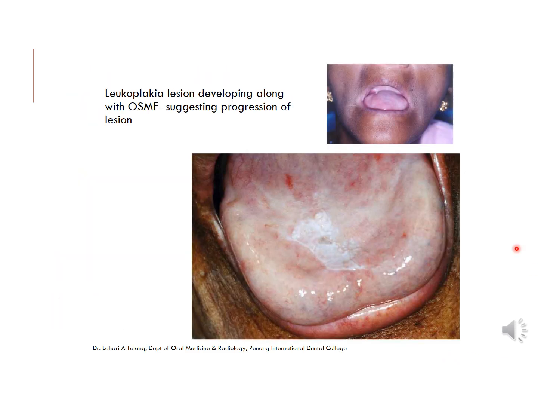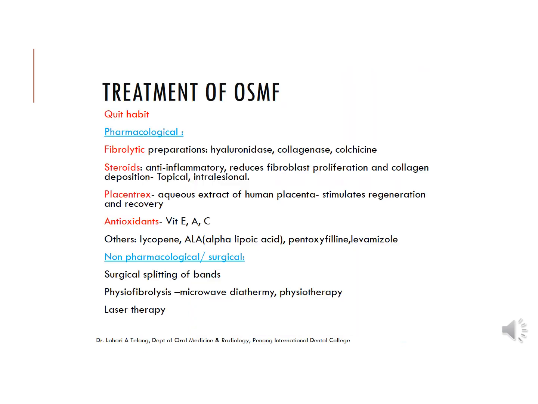So this is an example of leukoplakia. If you see, there's a whiter thickened area over here and a few red areas here in this lady who has difficulty in mouth opening and a very narrow oral aperture, which suggests progression of the lesion.